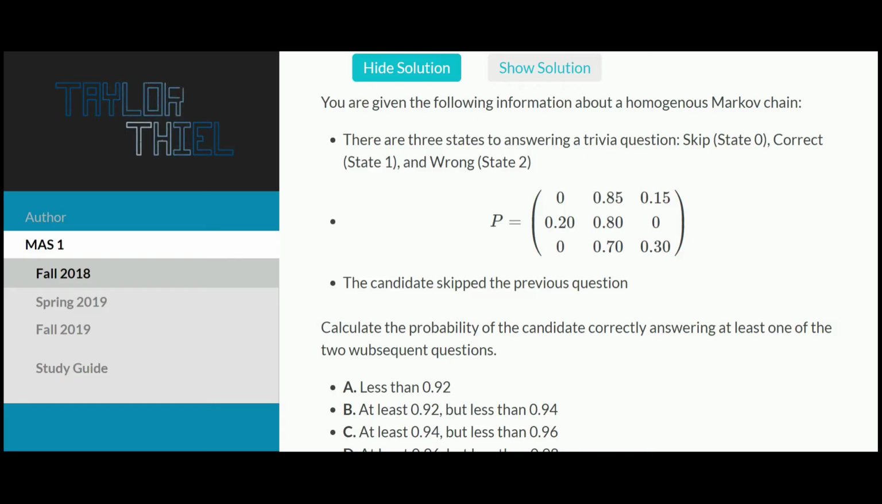You are given the following information about a homogeneous Markov chain. There are three states to answering a trivia question: skip, state 0; correct, state 1; wrong, state 2. The transition matrix is listed, and then the candidate skipped the previous question. Calculate the probability of the candidate correctly answering at least one of the two subsequent questions. I apologize for the typo.